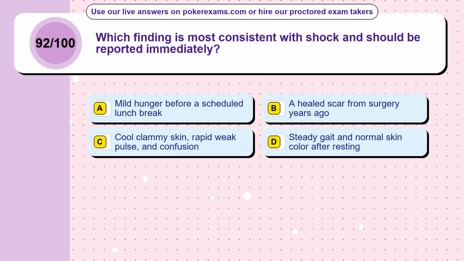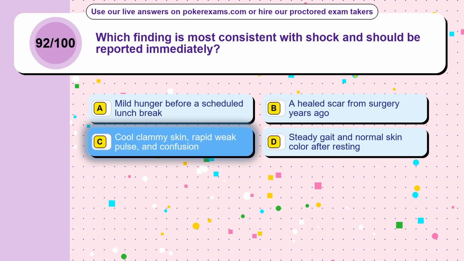Question 92. Which finding is most consistent with shock and should be reported immediately? Option A. Mild hunger before a scheduled lunch break. Option B. A healed scar from surgery years ago. Option C. Cool clammy skin, rapid weak pulse, and confusion. Option D. Steady gait and normal skin color after resting.